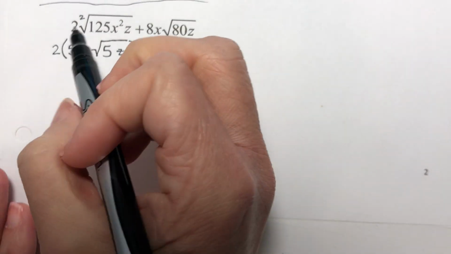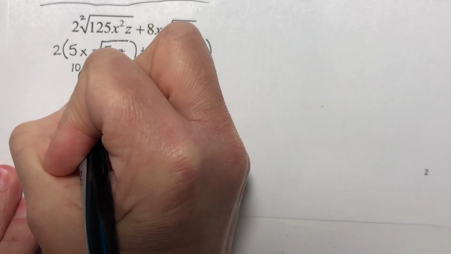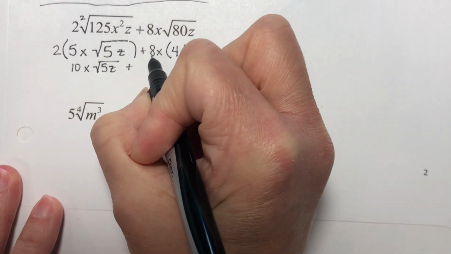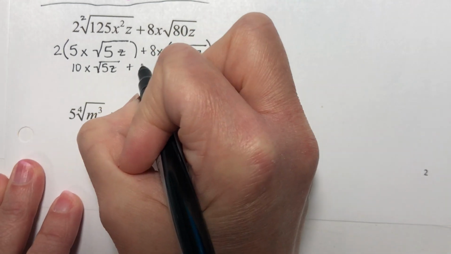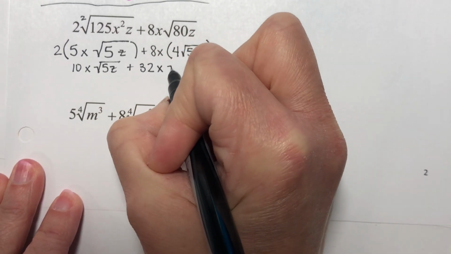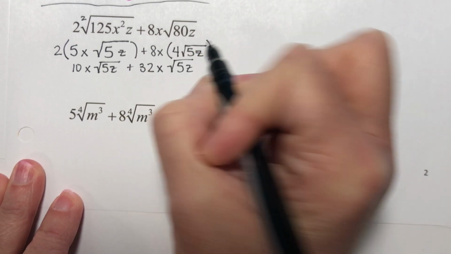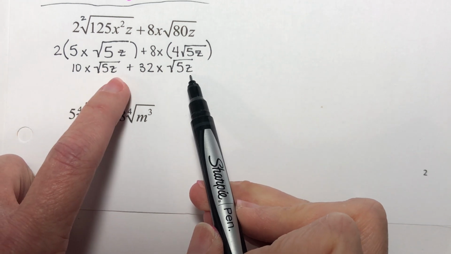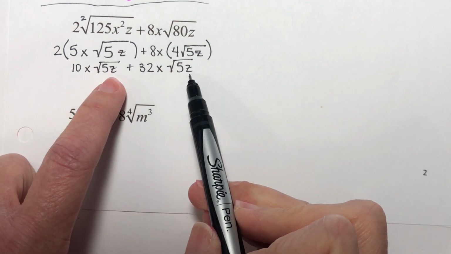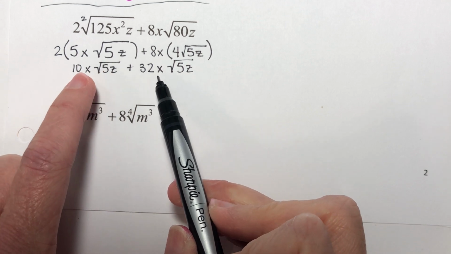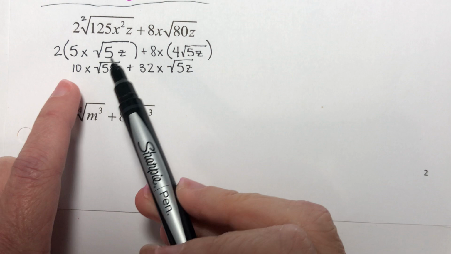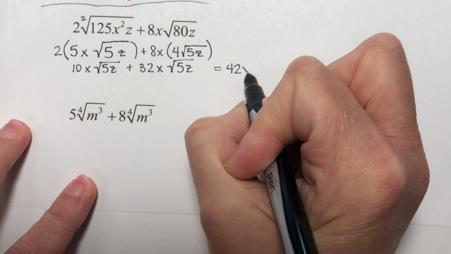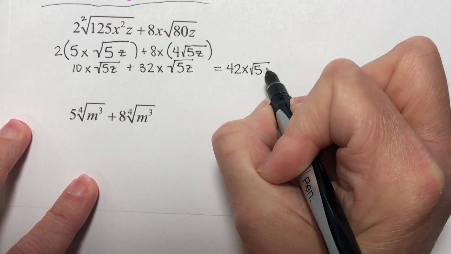All right. 2 times 5 would be 10x times the square root of 5z, plus 8 times 4 would be 32x times the square root of 5z. So let's see if we can combine these. I have exactly the same radical with the same number and the same variable raised to the same power. It's exactly the same. I also have to check my variables in front, and I have an x on each of them, so those are okay. So I can add 10 plus 32 to get 42, and then I keep x times the square root of 5z.